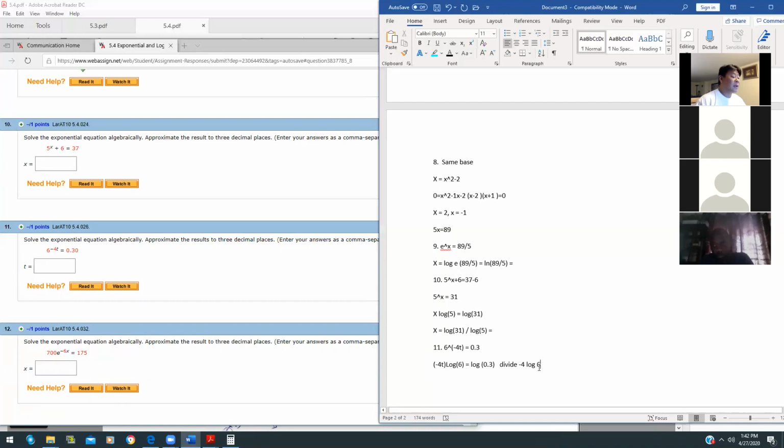So in order for me to get rid of all those so that t is by itself, I will divide by negative 4 log 6. So log 0.3 divided by negative 4 log 6. This is the one that you guys have to take a calculator out and start punching in. So I want you guys to go ahead, take your calculator out and work this one out for me and see what you got.